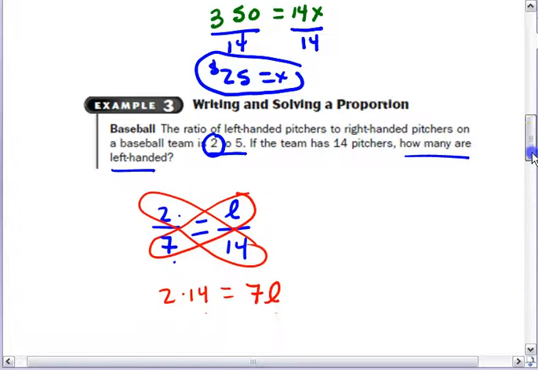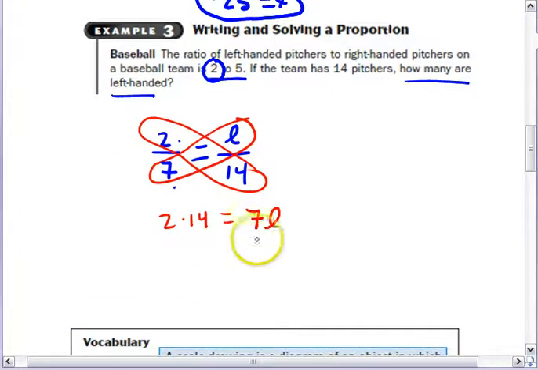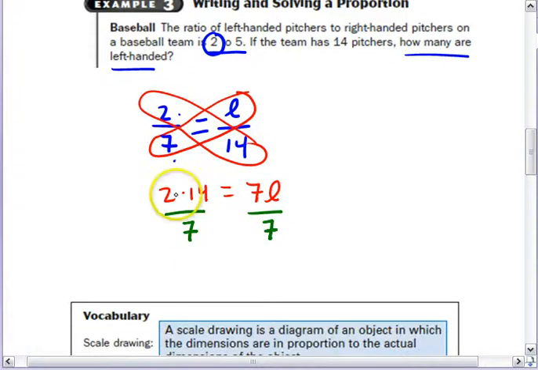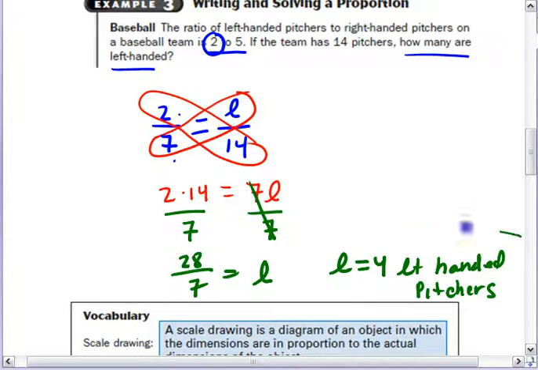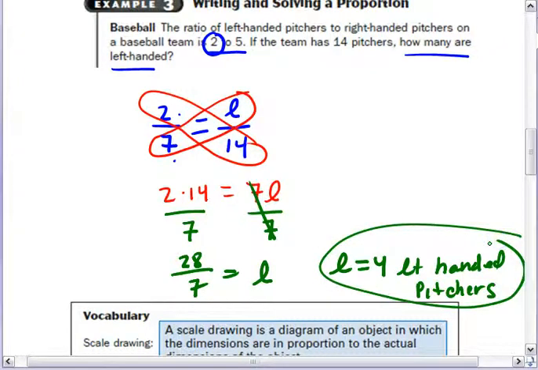Again, I need to undo multiplication, so I'm going to divide both sides by 7. Let's simplify this side. 2 times 14 equals 28 over 7 equals, well, I can cancel these out and I get L. If I divide this, I get L equals 4, where there were 4 left-handed pitchers. That would be my answer. All right?